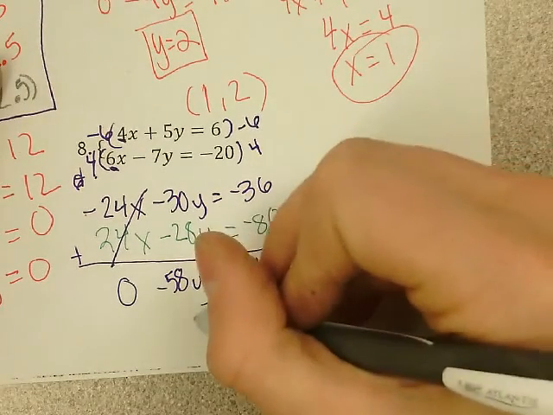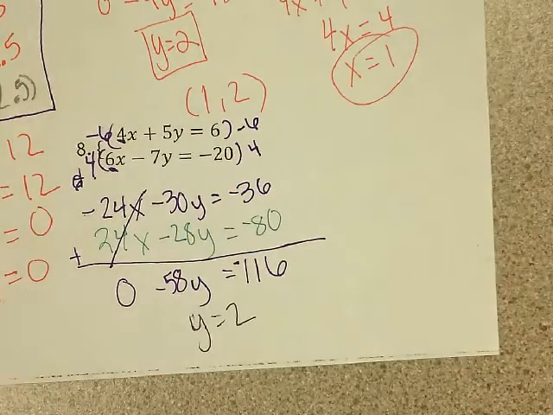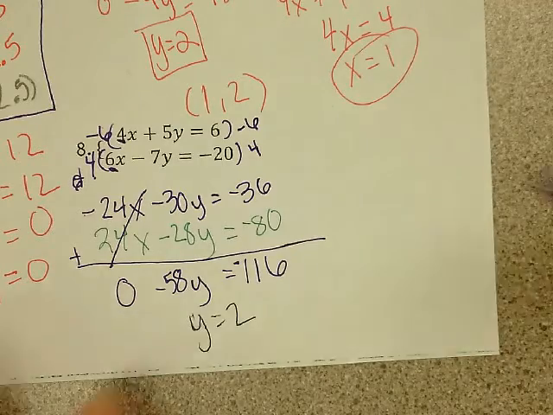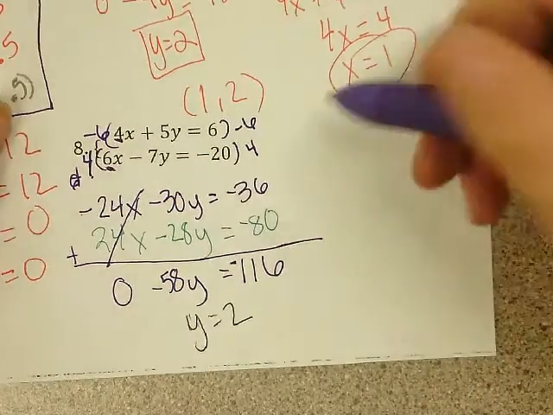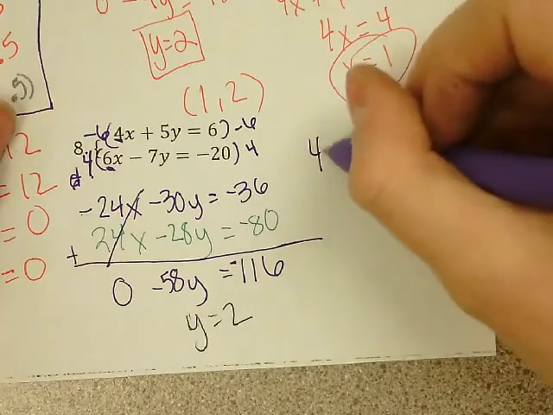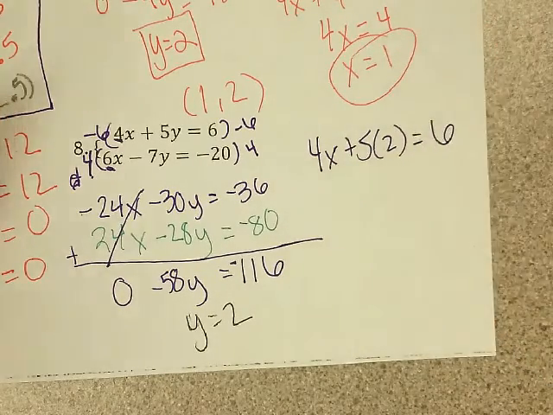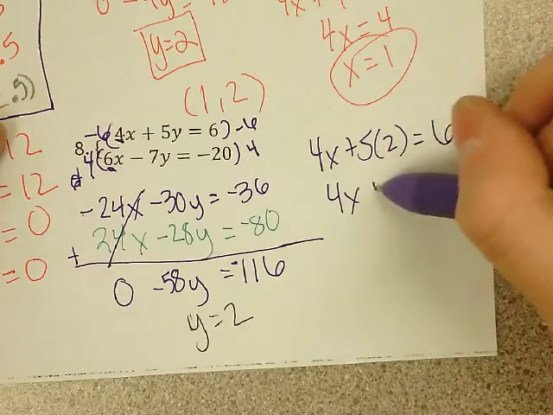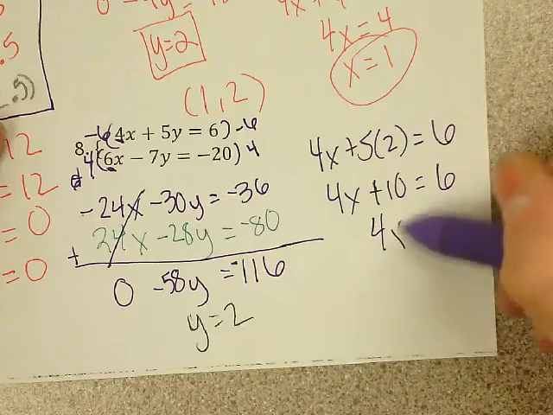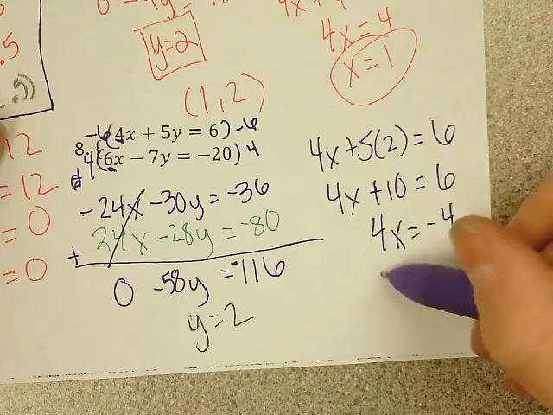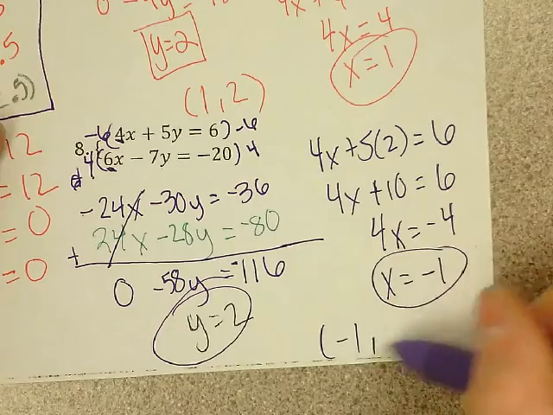All right, divide, and I get y is 2. Did you also get y is 2? Perfect. Now plug it in. I would plug it into your original equations just to keep your numbers low. So 4x plus 5 times 2 equals 6. So 4x plus 10 equals 6. Subtract. Divide, x equals -1. So I have one solution, and it's -1, 2.